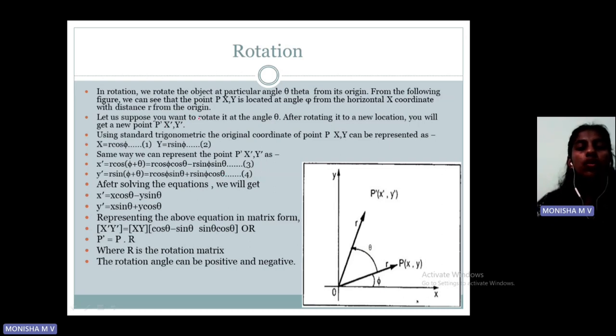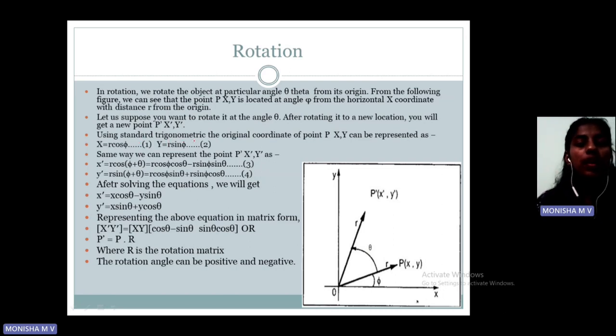Let us suppose you want to rotate it by an angle theta. After rotating it to a new location, you will get new points P dash, x dash and y dash. When we rotate an object from one position to another, we get new points P dash, x dash and y dash. This is how the new points will be. As with translation, rotation also gives new points.